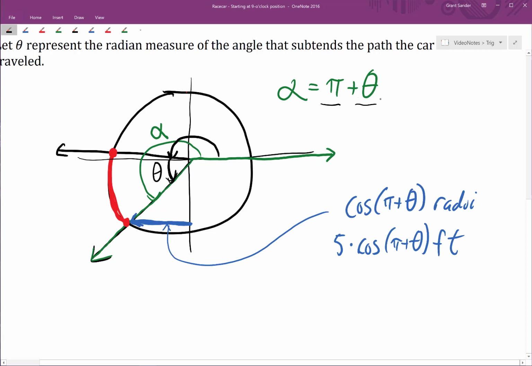And then as theta varies, this pi plus theta is going to vary accordingly, so that it always represents the number of radians swept out from the 3 o'clock position instead of the 9 o'clock position, which is something that we can use as the input to the cosine function.